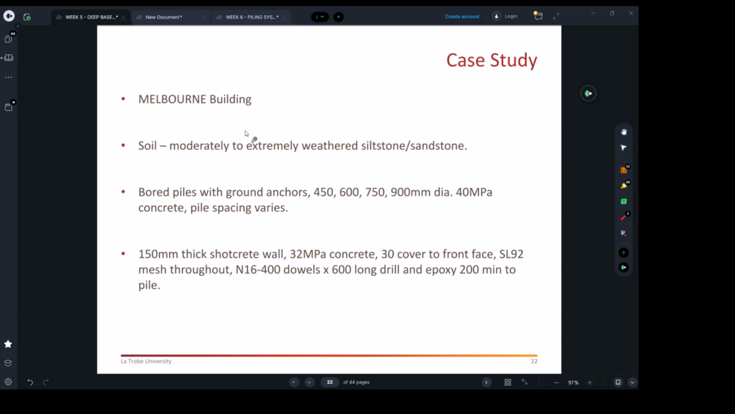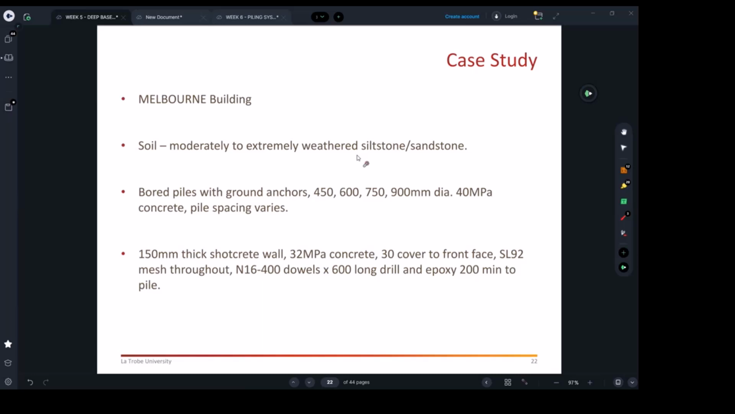All right, we've got about 10 minutes to go, and here I will talk to you about a case study, which should reconfirm things. Mostly we have pictures to look at. Those pictures will help you understand the components, the terminologies, and the process of building the retention system we talked about today. So it was a structure in Melbourne.